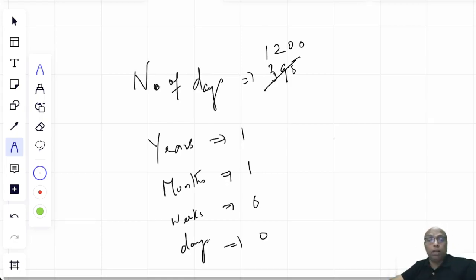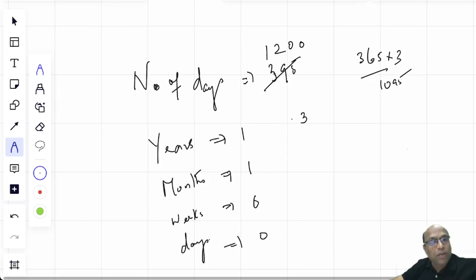In 1200, how many years are there? How to find out how many years are there? First we will decide what that is. What if I have 365 days? 365 into 3 would be what? It should be 1095. Correct? 1095 days will make 3 years.